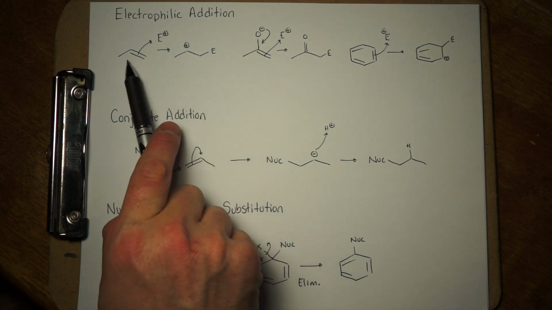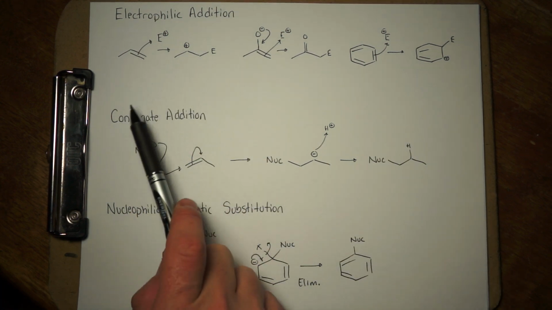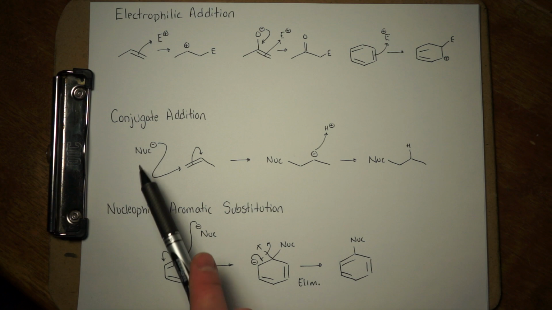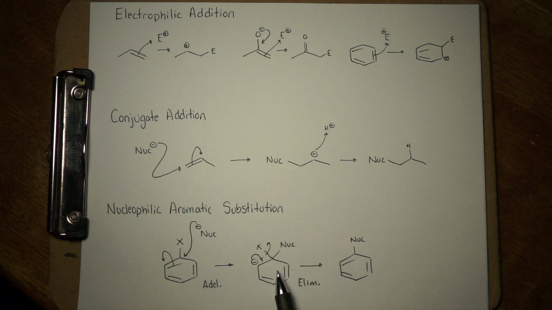Right, so as you can see, in electrophilic aromatic substitution or electrophilic addition, we're using the pi electrons to add to an electrophile. In conjugate addition and nucleophilic aromatic substitution, we're using a nucleophile and adding that nucleophile to the pi system to create an anionic intermediate.